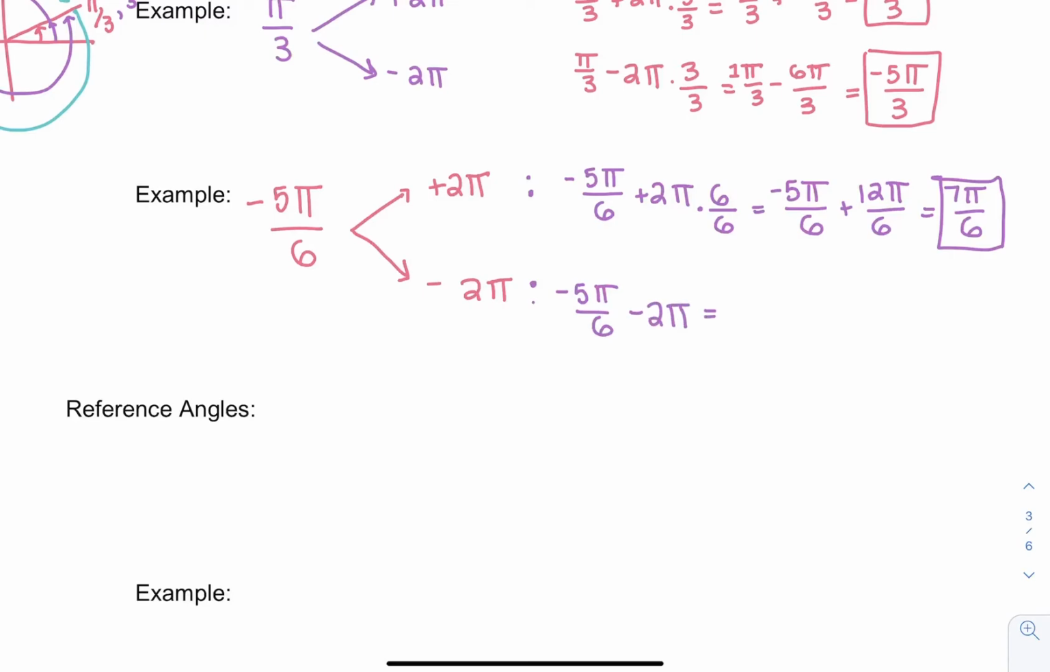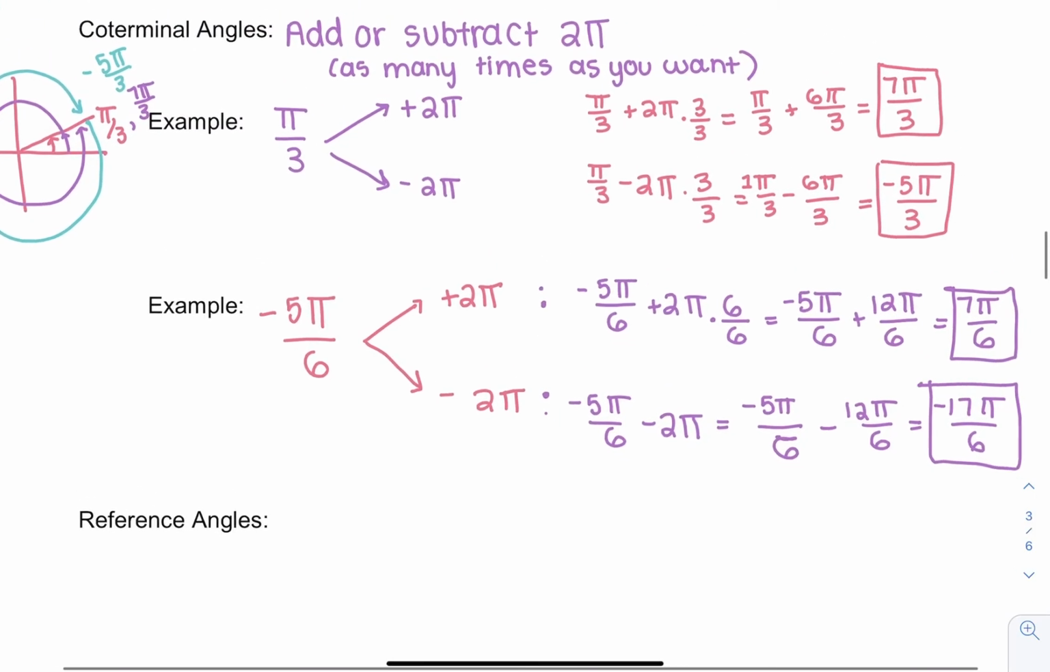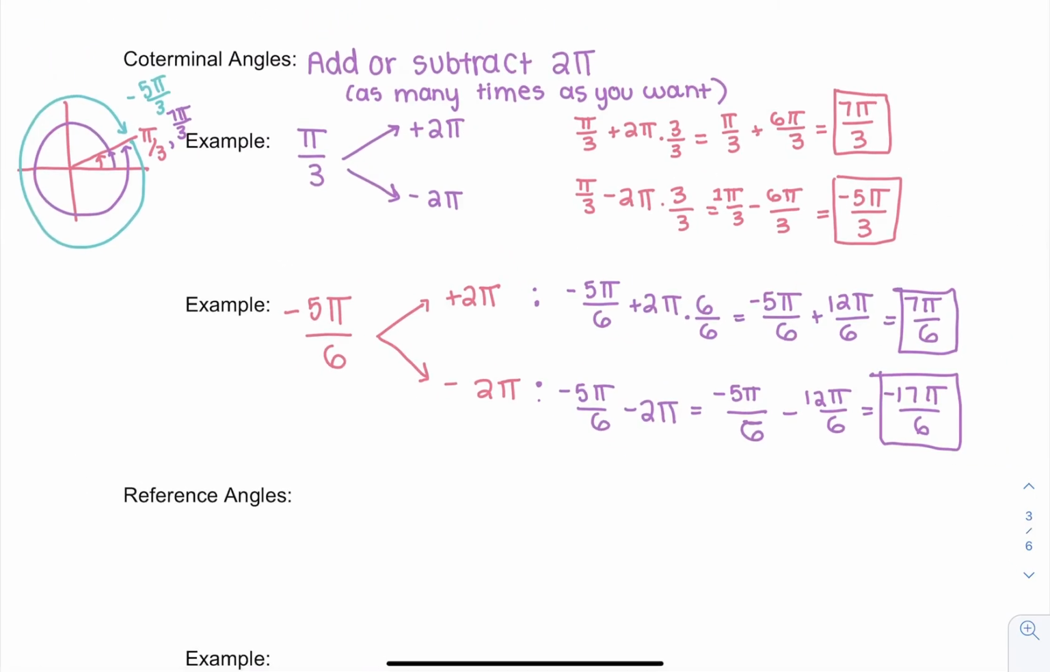Or I could subtract 2 pi. But remember, I just found out that 2 pi is really 12 pi over 6, so I could say negative 5 pi over 6 minus 12 pi over 6. If I do negative 5 pi and I take away 12 pi's, I'm left with negative 17 pi over 6. So that's how you find your coterminal angles, just like you would with degrees, but that was adding or subtracting 360, just spinning around multiple times.